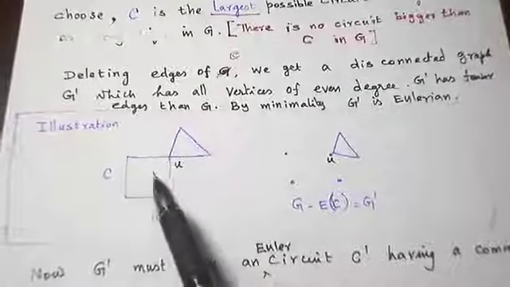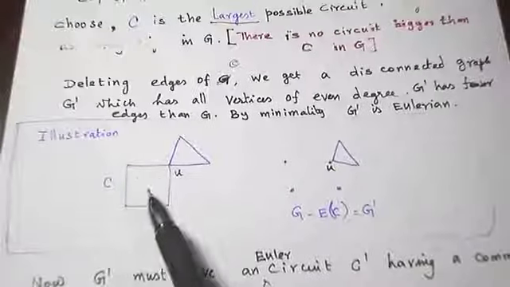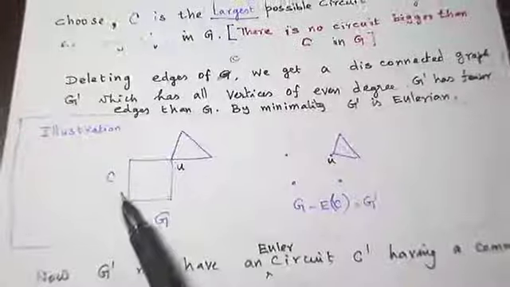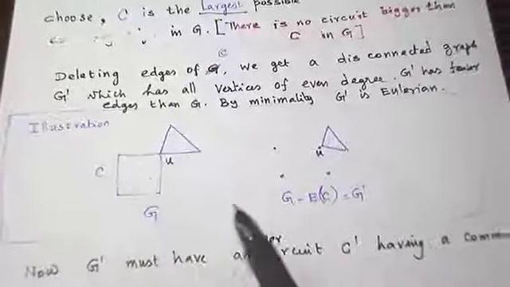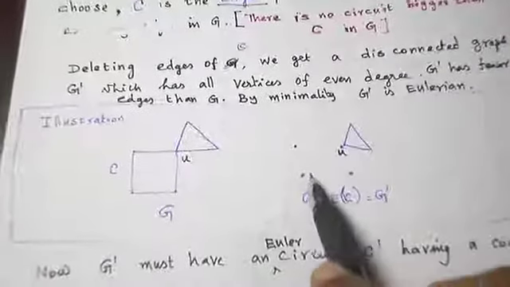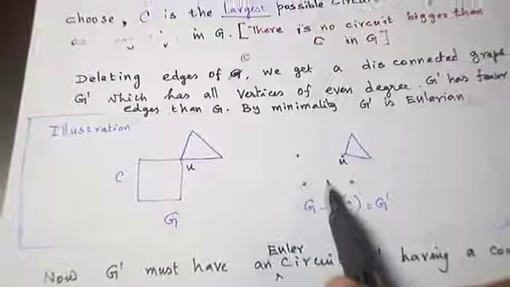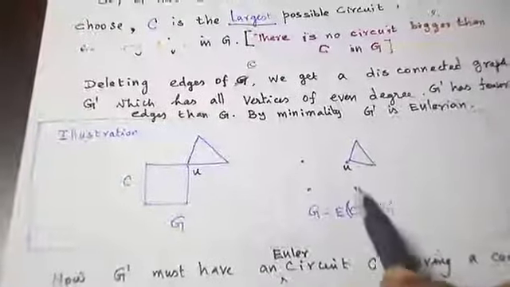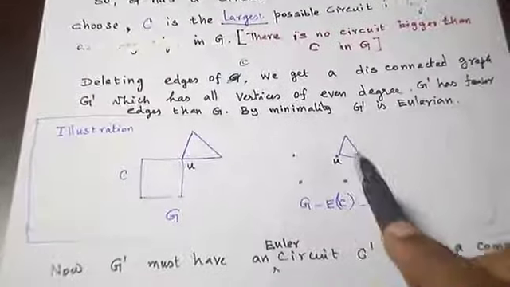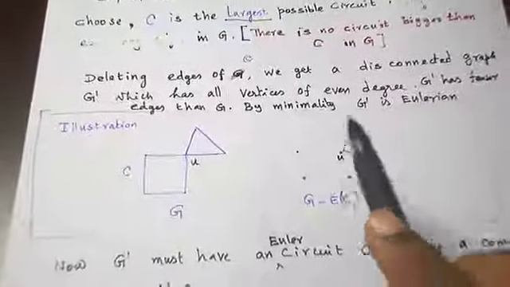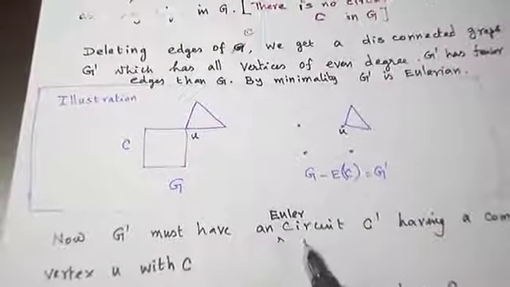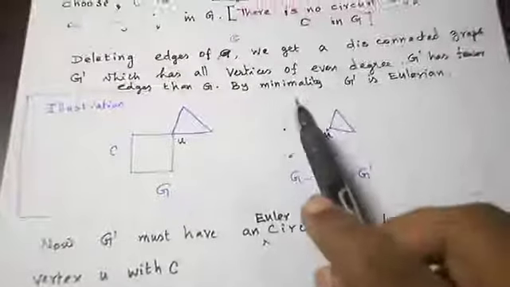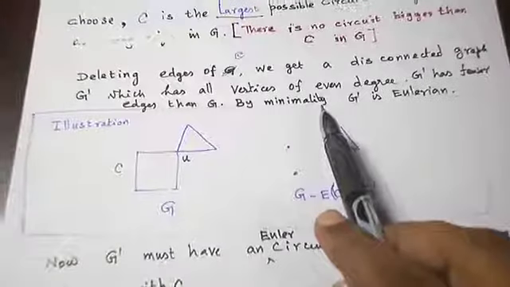So I illustrate with this example. G is this graph, not Eulerian, but it has all vertices of even degree. C is the maximum possible circuit. Now I am going to delete the circuit C. When I delete the circuit C, even degrees are removed from each vertex. So the remaining vertices still have even degrees. So G dash has all vertices of even degree.